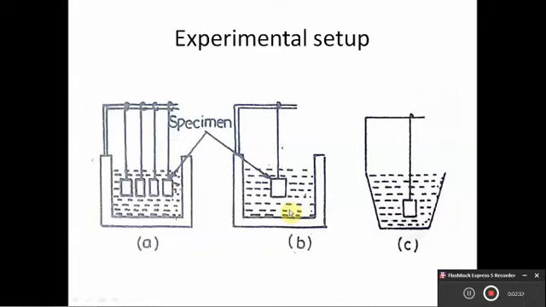Then remove these samples one by one at fixed intervals of time and quench them in a brine water solution. So this C indicates a brine water solution. This is used for quenching purposes. Due to this, the untransformed austenite will get transformed into martensite.